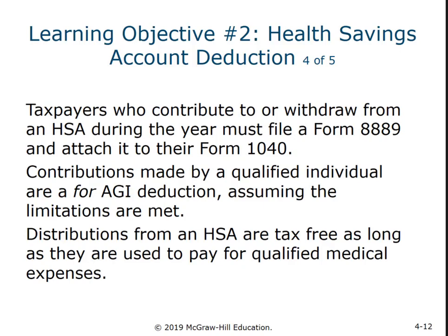The information about how much you put in or withdraw goes on the Form 8889, and that is filed with your 1040. So as long as you fit all of that, you get this for AGI deduction, and then when you take money out, it is tax free. It doesn't count as income. You still report it, and it's still reported on this 8889, but you report that you spend it on health costs, and then it's not actually included in your income.